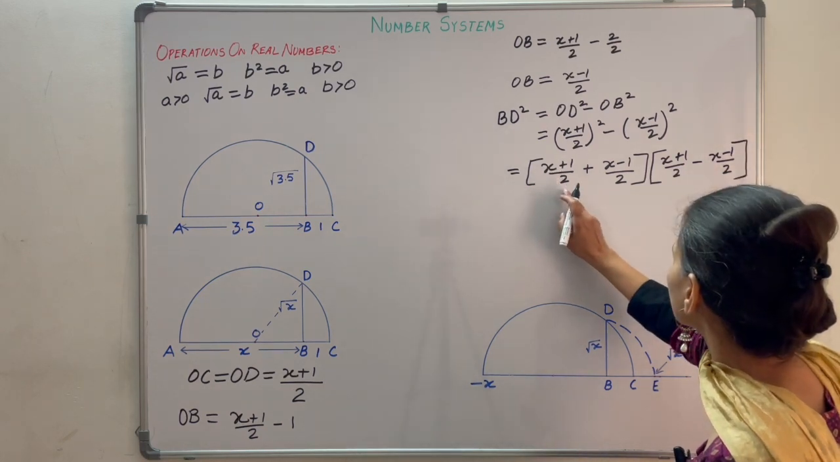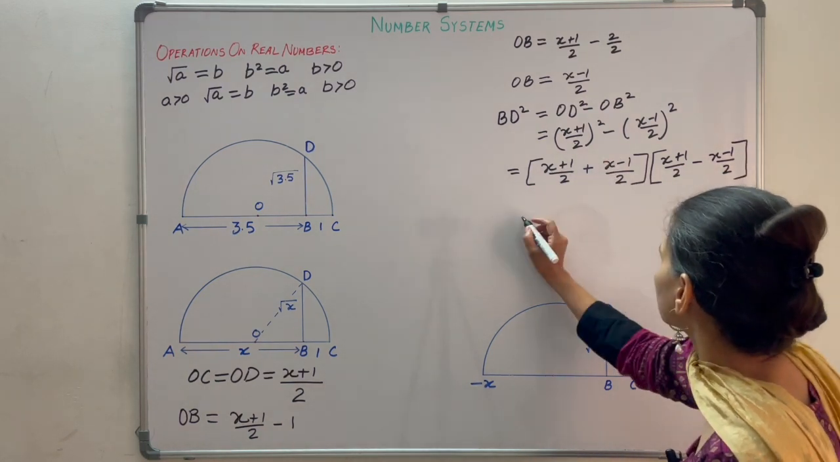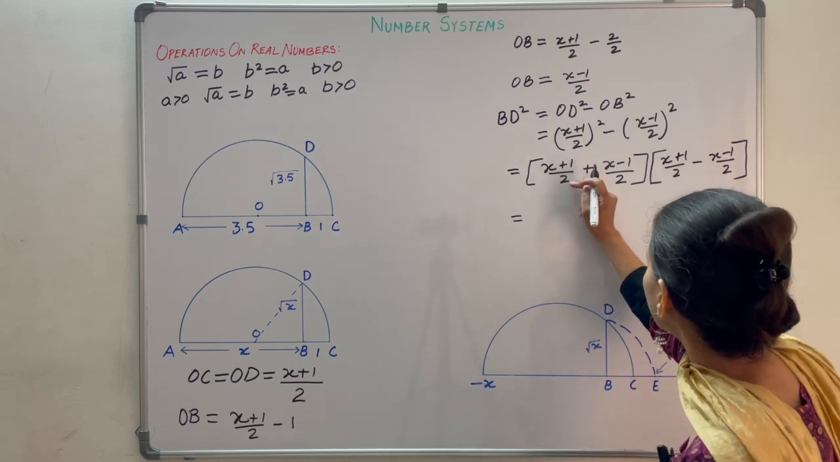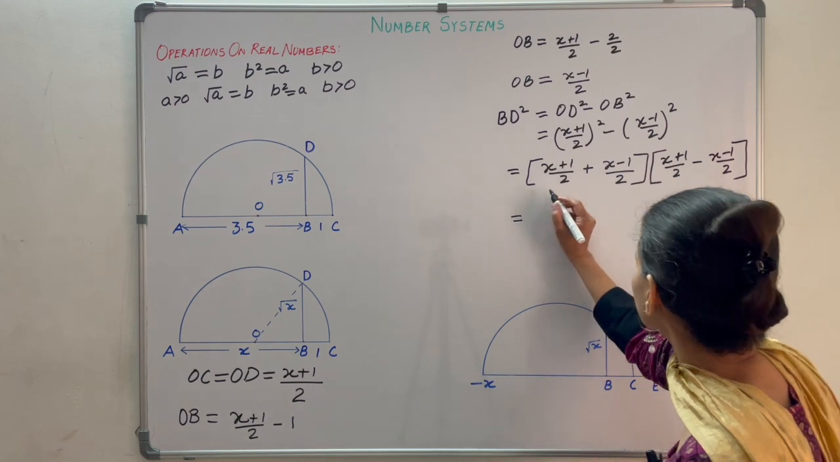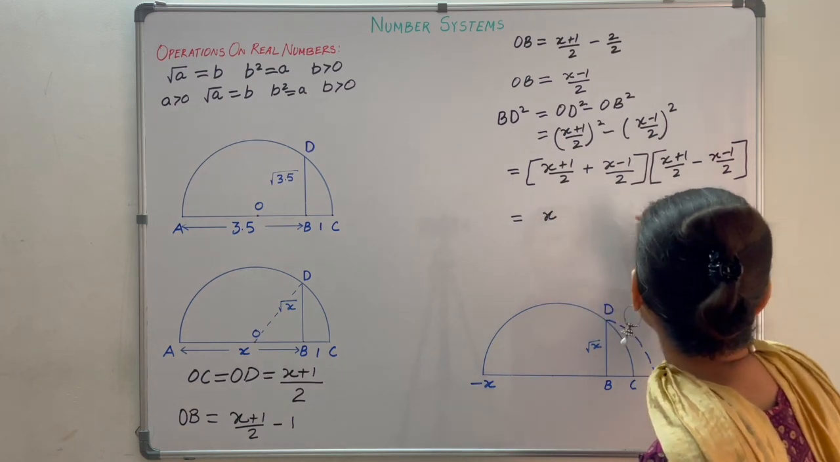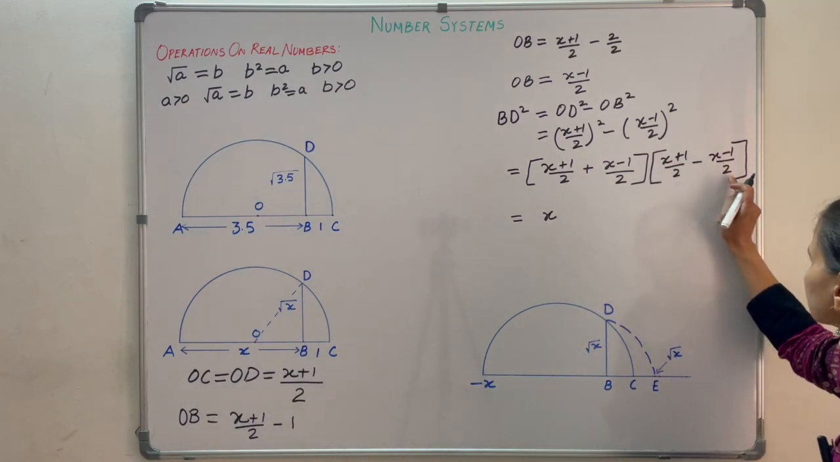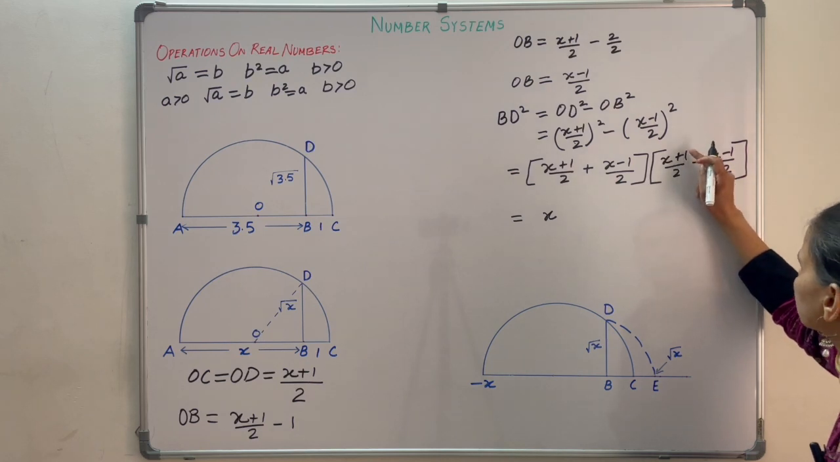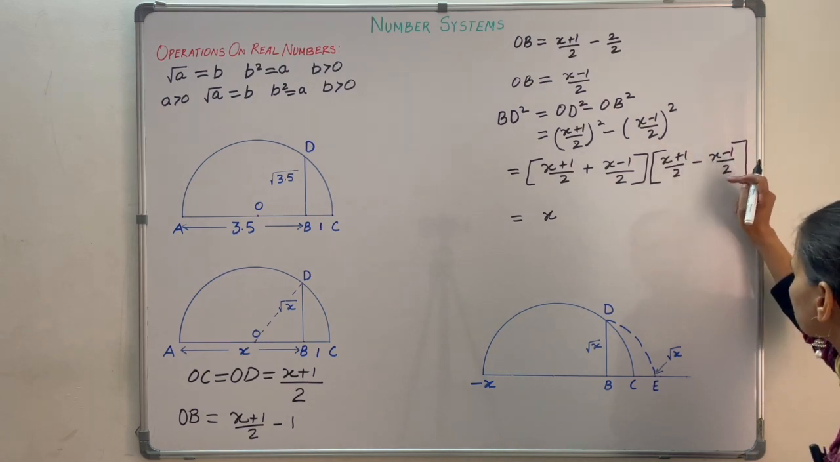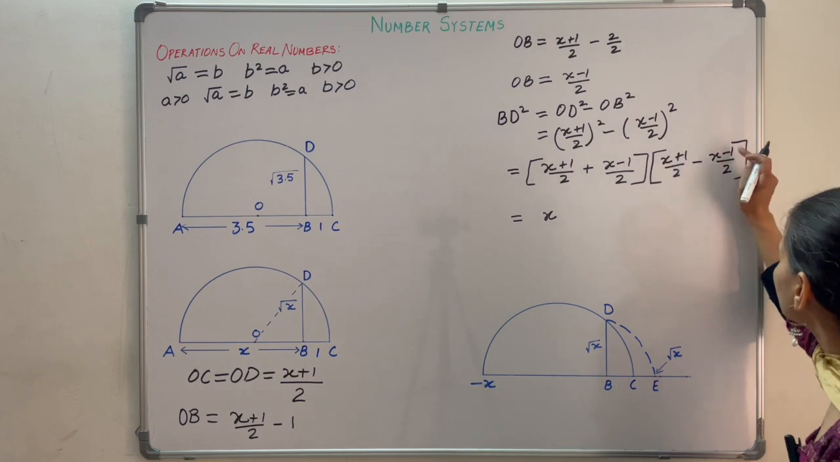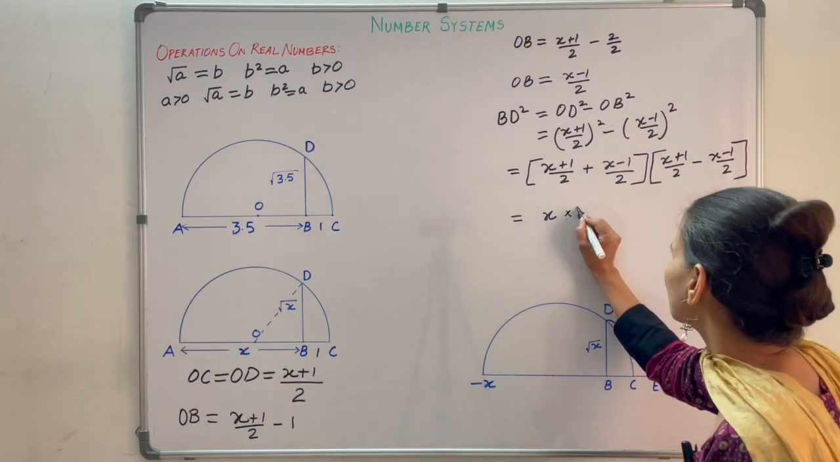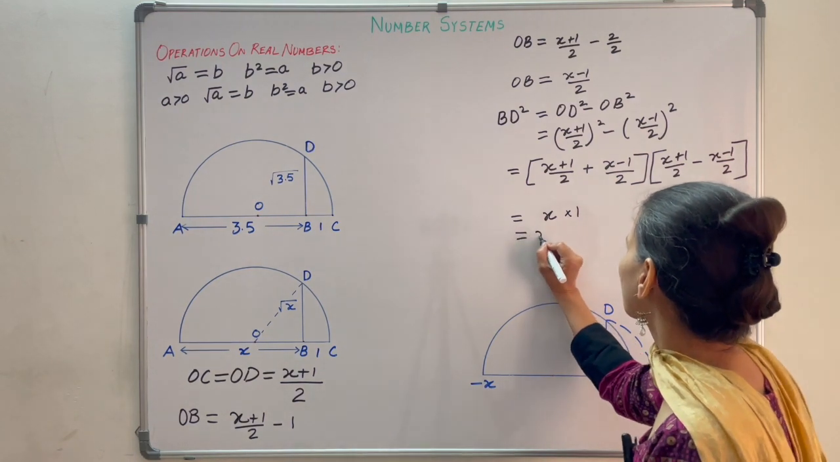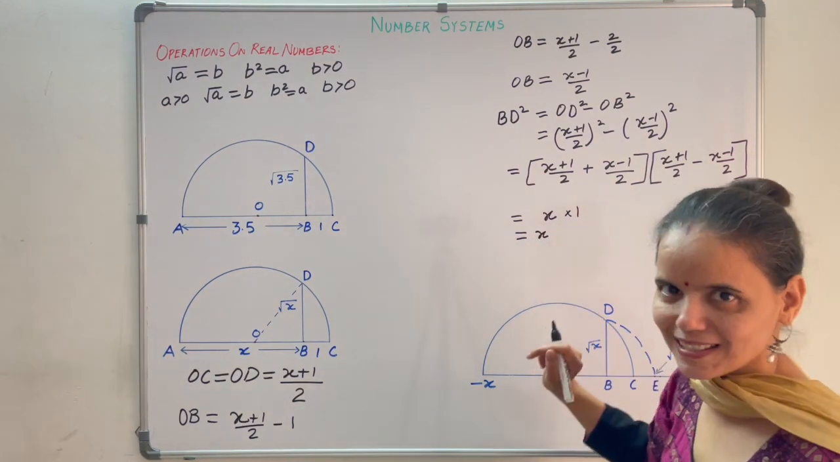So here you have x upon 2 plus x upon 2, so that is x. And here 1 upon 2 and minus 1 upon 2, so both will be cancelled. So here you have x. And here x upon 2 minus x upon 2 will be cancelled. Here 1 upon 2 minus, minus 1 upon 2 gives plus 1 upon 2. So 1 upon 2 plus 1 upon 2 will give you 1. So x into 1. So you got BD square as x.